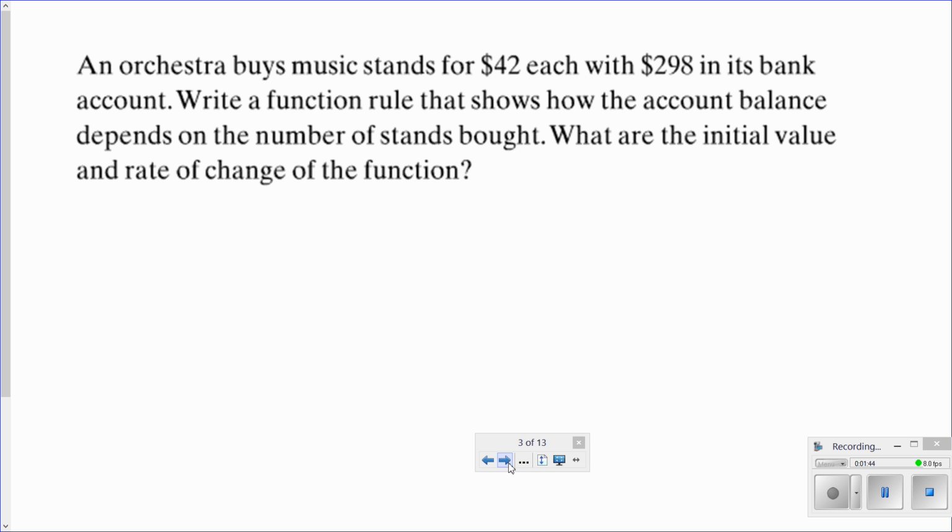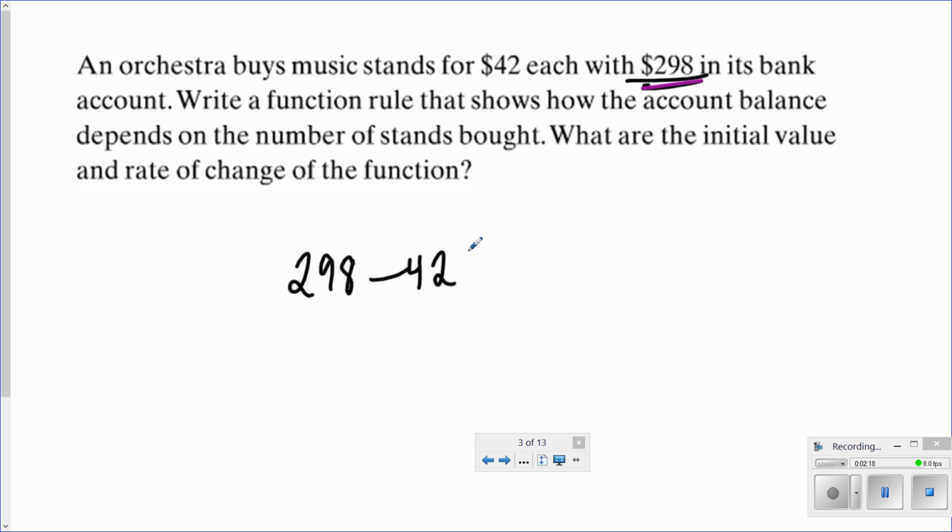It says an orchestra buys music stands for $42 each with $298 in its bank account. Write a function rule that shows how the account balance depends on the number of stands bought. Well, if I'm starting with money in my account, that means that's going to be my starting value. That's what I'm going to start with. I'm buying something. So I'm not adding money to my account. I'm taking away money from my account. And the stands are $42 each.